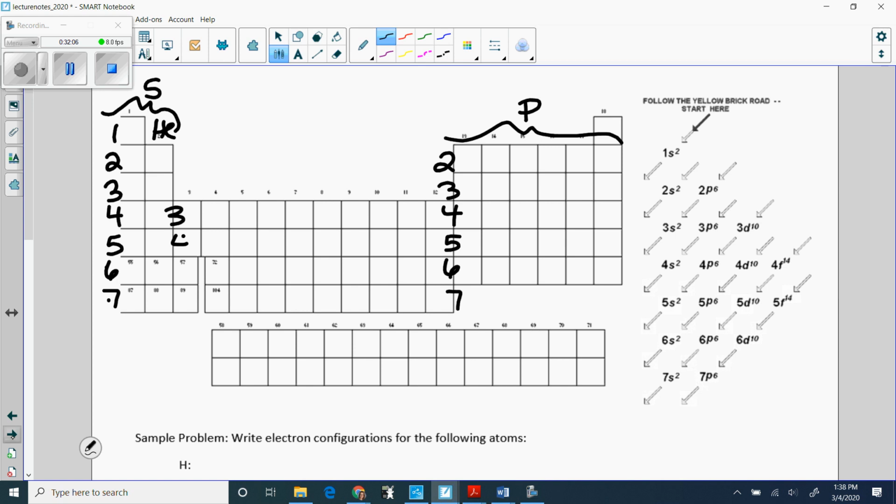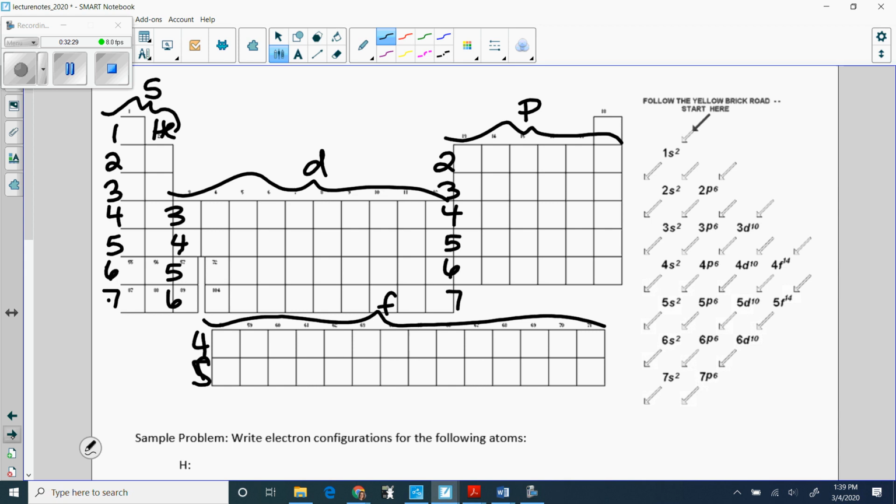D is next. D doesn't start till energy level 3. It has more energy than p and s. This is called the d orbital. If we plugged it into our fancy y equals calculator, we get the rest of those shapes. And the f orbital is down here, 4 and 5. It's called the f orbital, okay?